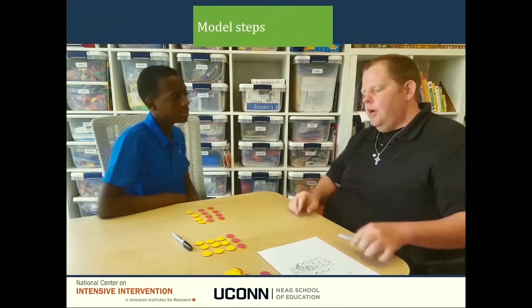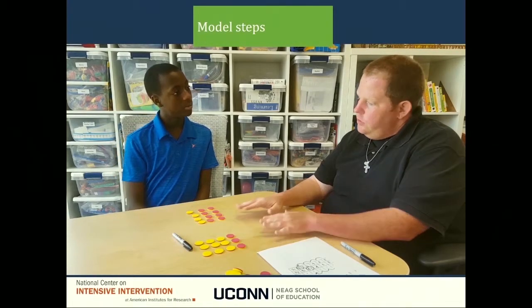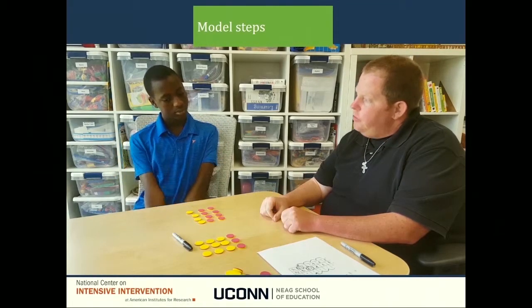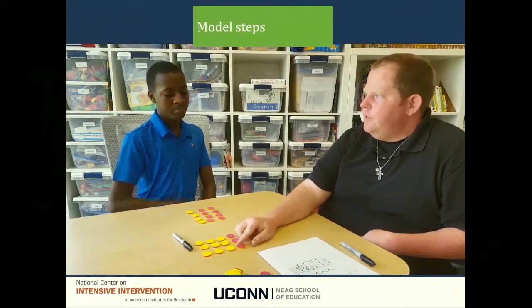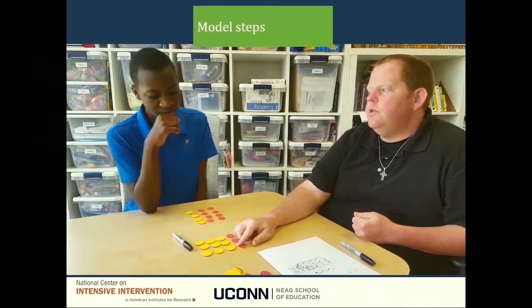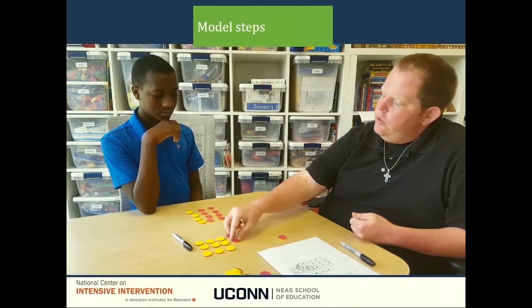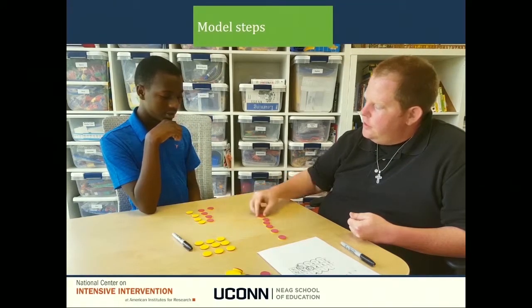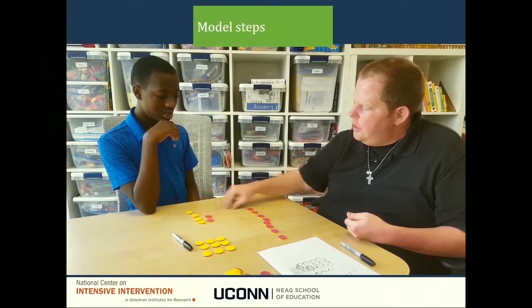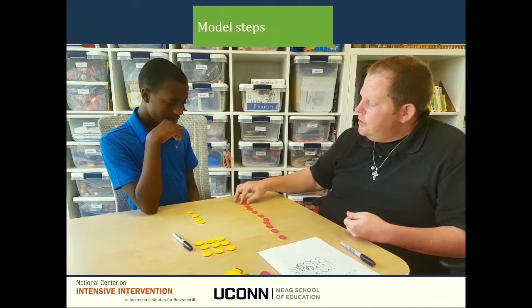So I'm going to make sets of 12, using these counters. I'm going to start with the red ones first, though, because that'll tell us what our numerator is, okay? So let's count. 1, 2, 3, 4, 5, 6, 7, 8, 9, 10, 11. Have we gotten to 12 yet?